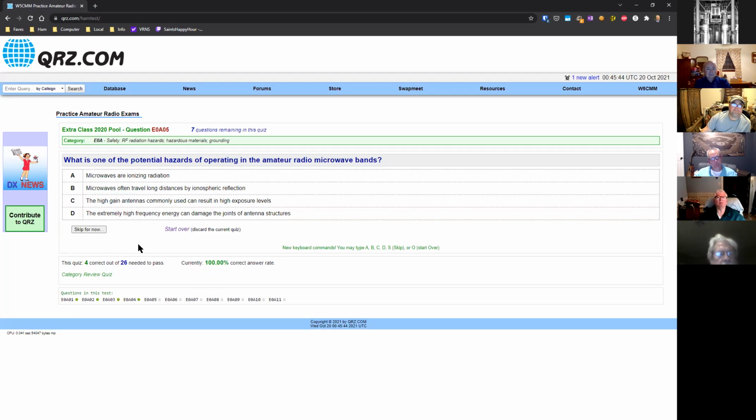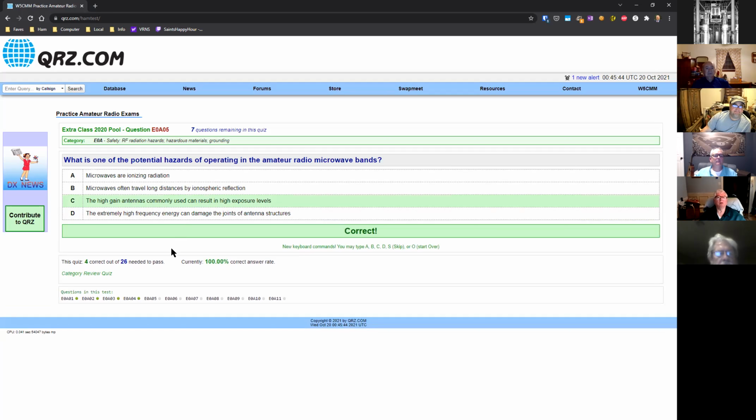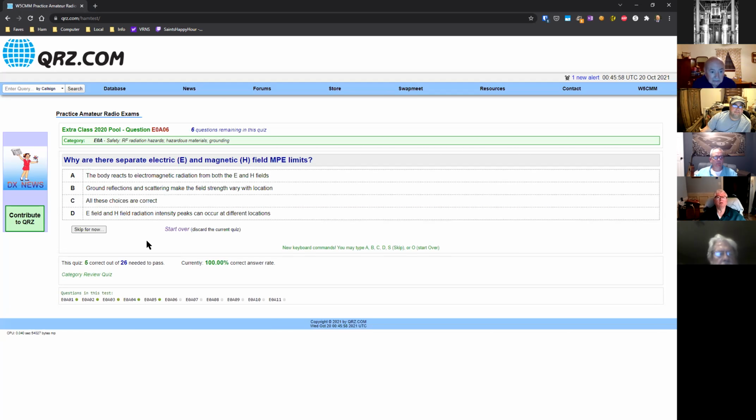What is one of the potential hazards of operating in the amateur radio microwave bands? C. Yeah. Why are there separate electric and magnetic field MPE limits? C. C. Yeah, all the above.